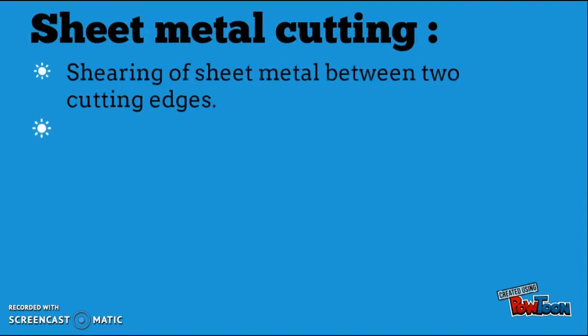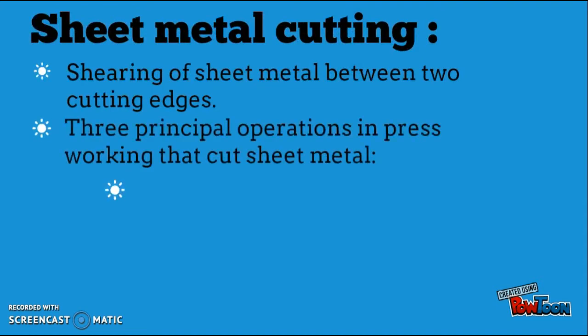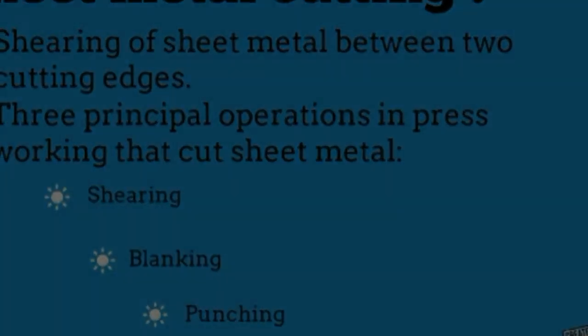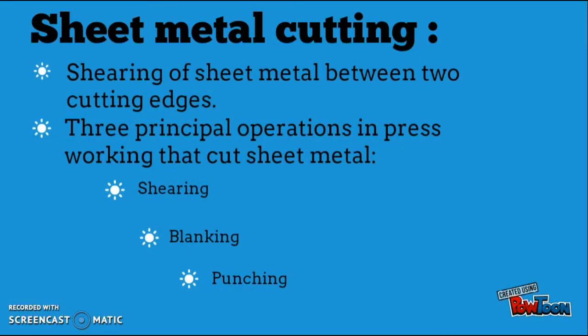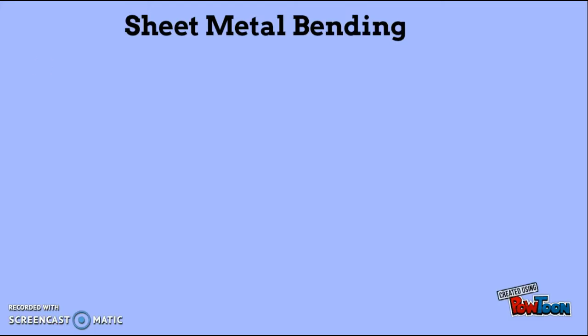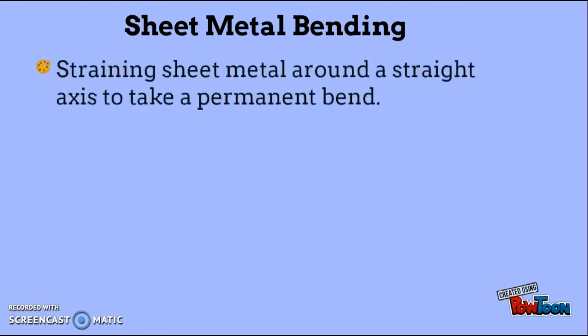Sheet metal working has four processes. Firstly is sheet metal cutting. Sheet metal cutting is the shearing of sheet metal between two cutting edges. There are three principal operations in press working that cut sheet metal. Firstly is shearing, secondly is blanking, and thirdly is punching. And then secondly is sheet metal bending.